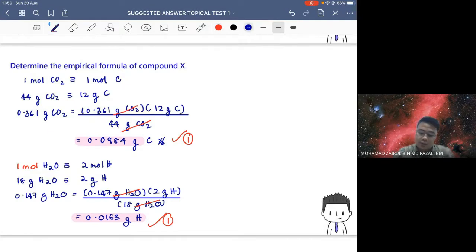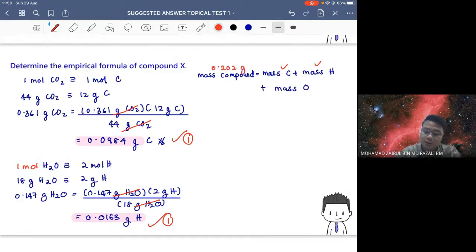Okay, so kalau awak tengok, mass compound yang diberi itu terdiri daripada carbon, hydrogen and oxygen. So, the mass compound is equal to mass carbon tambah mass hydrogen plus mass oxygen. So, mass carbon, mass hydrogen kita dah dapat and mass compound is given in the question which is 0.202 gram. So, awak boleh cari mass oxygen.